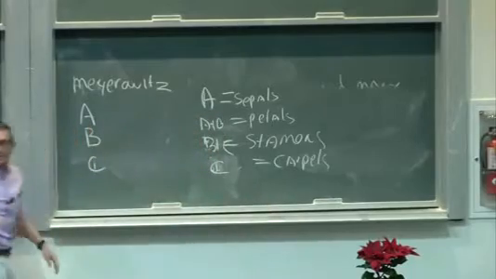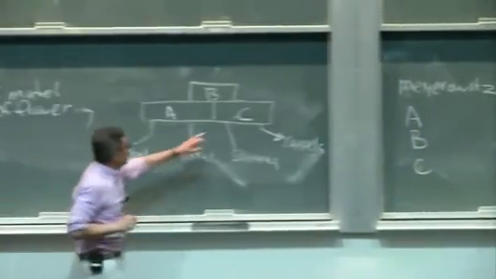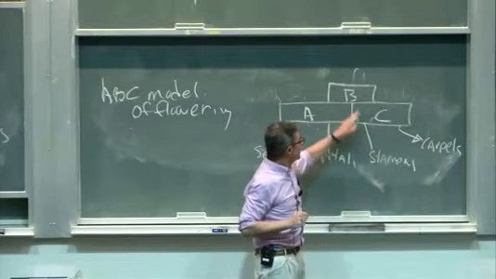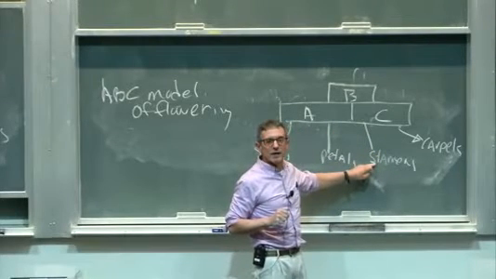Now we're in shape. Thank you for pointing that out. Right. So only C alone would be carpels. B and C together would be stamens. Thanks for making that change.